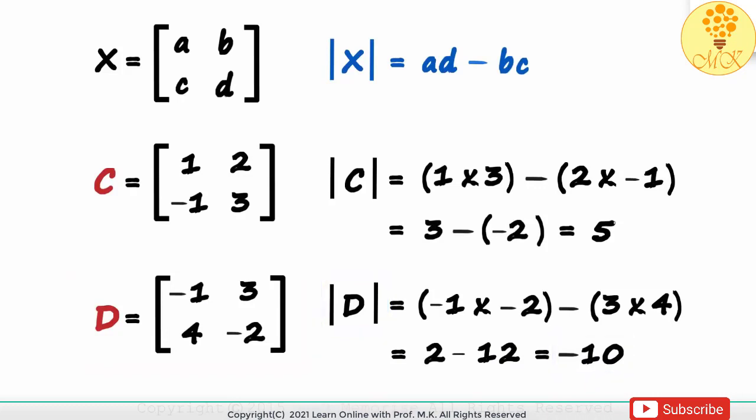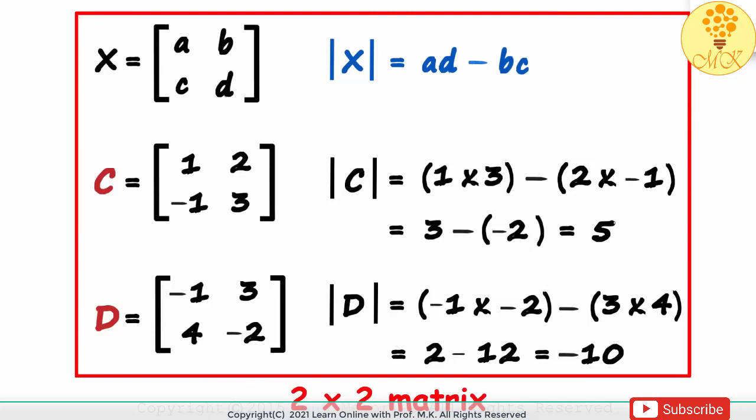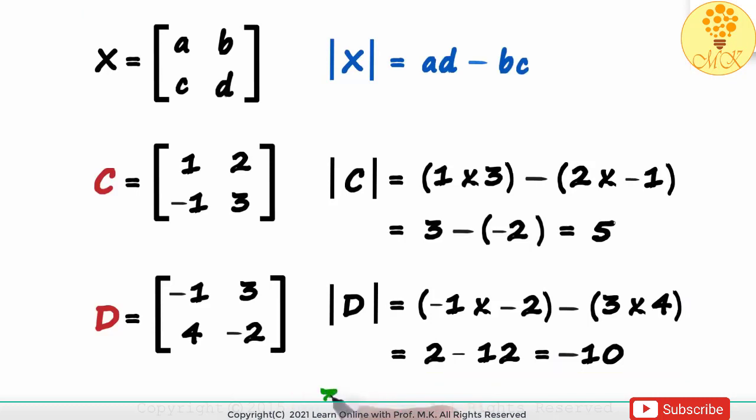So finding the determinant of a 2 by 2 matrix is also not that difficult. But what about a 3 by 3 matrix? How do we find the determinant of a 3 by 3 matrix? We see that in the next session.